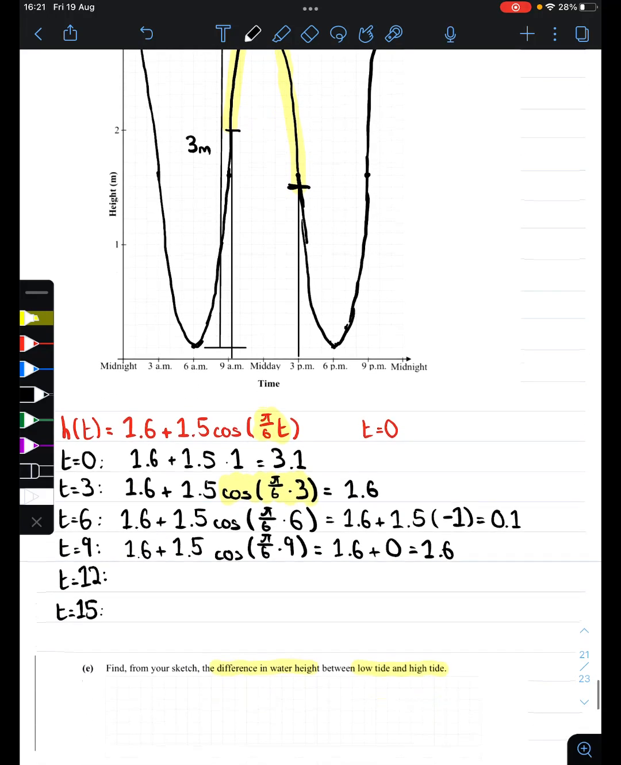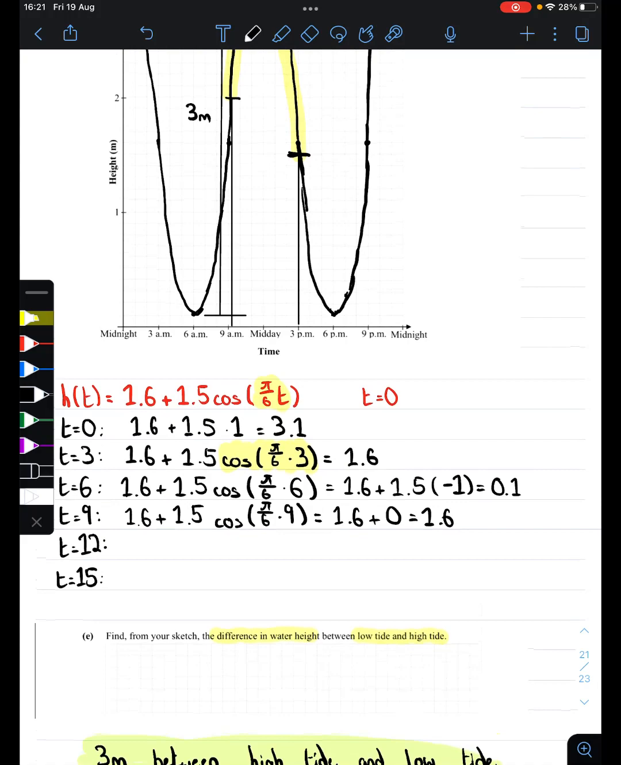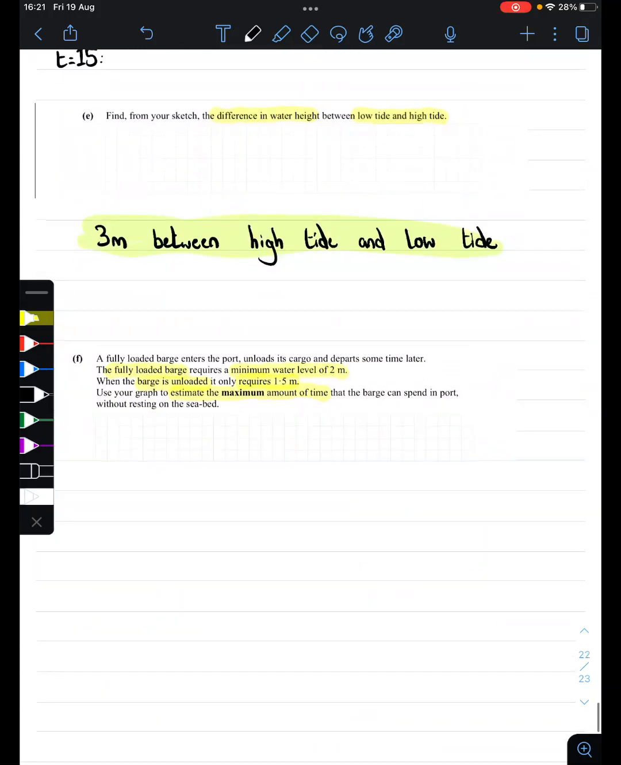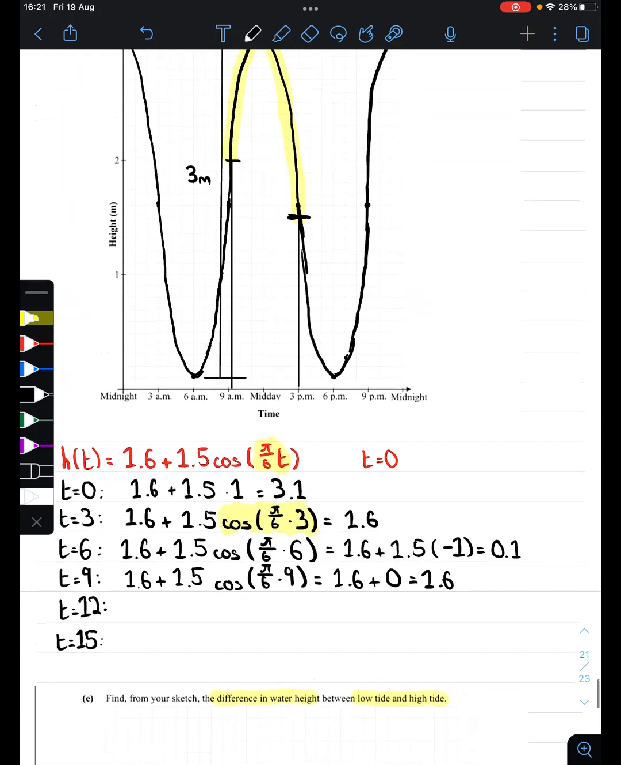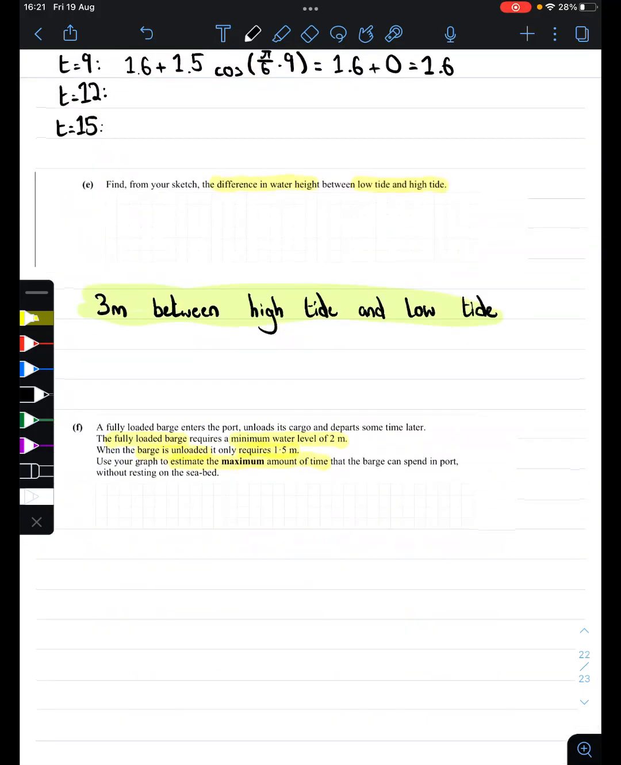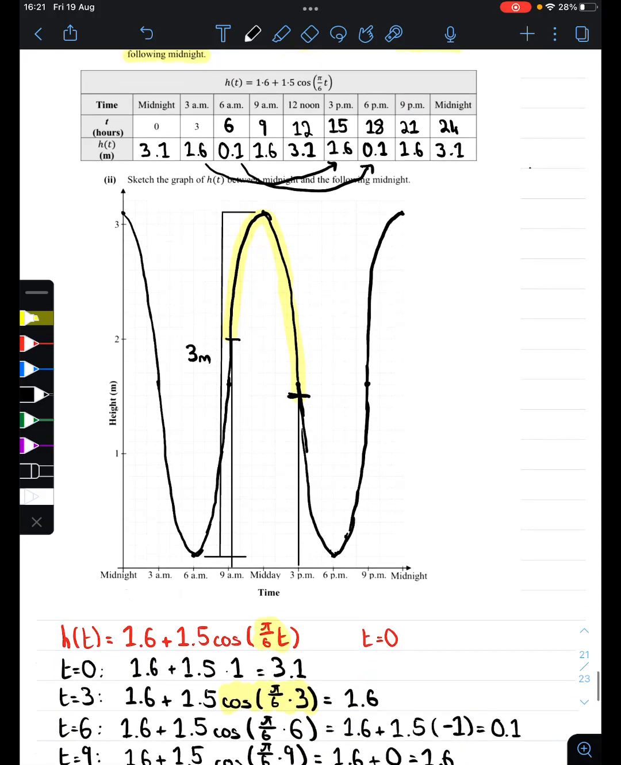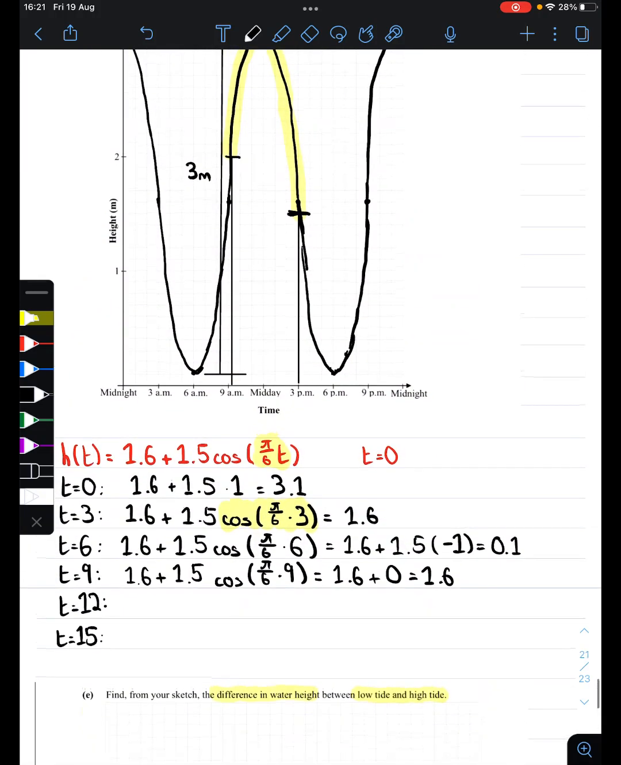So in this case, it got there at a little bit past 9, and the barge can stay there until around a little bit past 3 p.m. So around 6 hours, maybe slightly less. So let's say 5 hours and 50 minutes. And if we look at the graph, we'll see that there's no longer period of time that the barge can stay, longer than this, a little bit less than 6 hours.